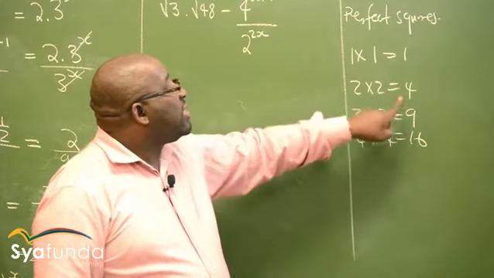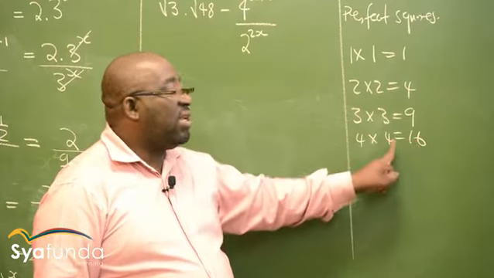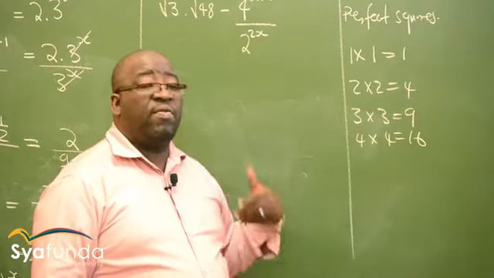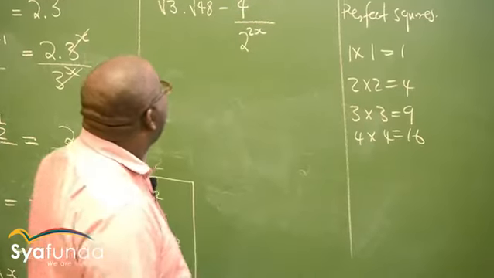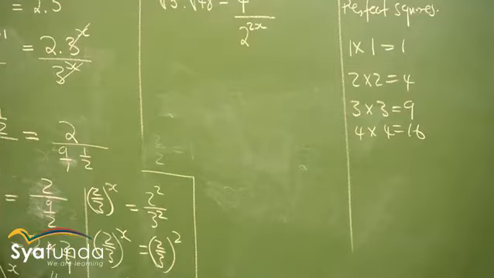In other words, what is the square root of 4? It is 2. What is the square root of 9? It is 3. Square root of 16, it is 4. So what is the next perfect square after 16? It will be 25. After 25, 36, and so on and so forth. So it is important that we must have an idea of perfect squares when we deal with the exponents.